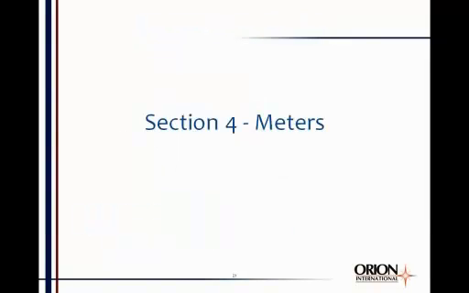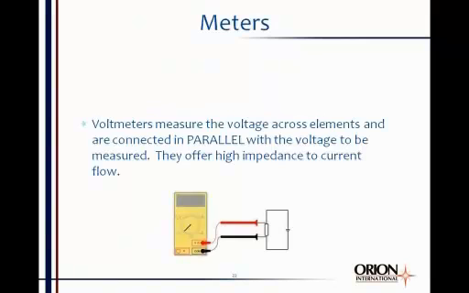Let's take a look at section 4 on meters. One of the most common meters people have to use are voltmeters, and what they do is they measure voltage across elements. So you connect them in parallel with the voltage to be measured, or across the element that you want to be measuring. Voltmeters are connected in parallel, and voltmeters, by their very construction, have a very high impedance because you wouldn't want to connect a voltmeter into a circuit and have it affect the way the circuit worked. So they offer high impedance to current flow so that they don't affect the way the circuit works.